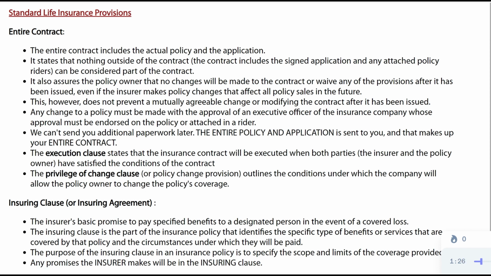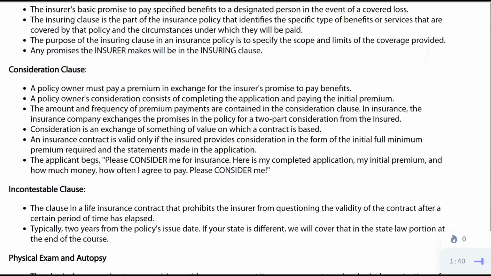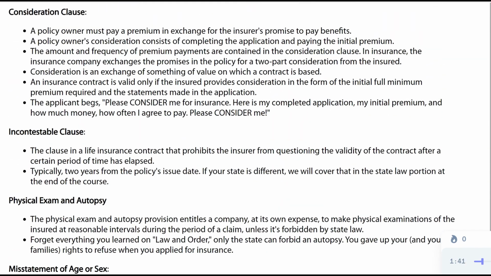The purpose of the insuring clause in an insurance policy is to specify the scope and limits of the coverage provided. Any promises the insurer makes will be in the insuring clause. Consideration clause. A policy owner must pay a premium in exchange for the insurer's promise to pay benefits. A policy owner's consideration consists of completing the application and paying the initial premium.